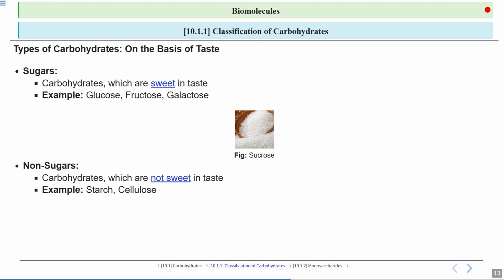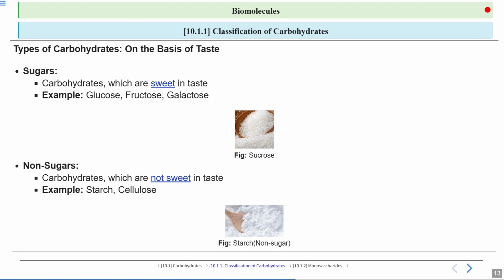So on the basis of taste, we have sugars and non-sugars. If you see this example, this is a typical non-sugar carbohydrate. This is starch, which is a non-sugar.